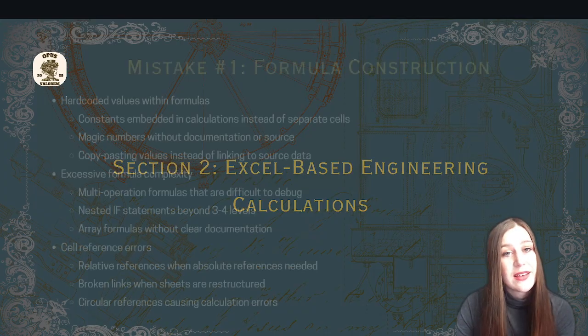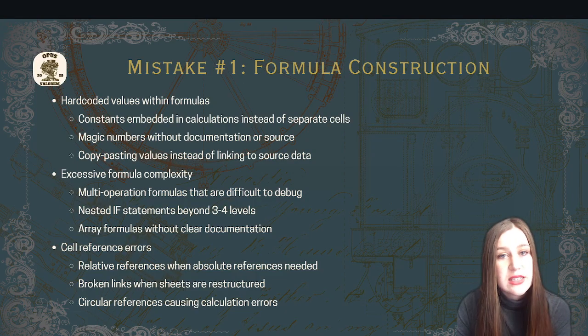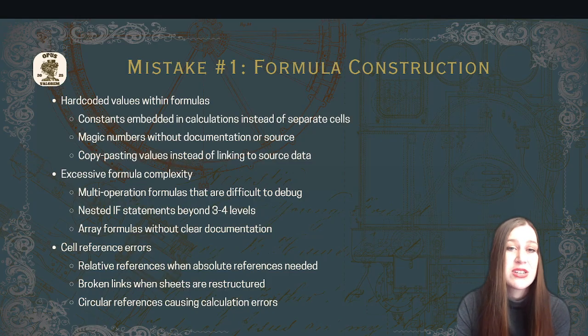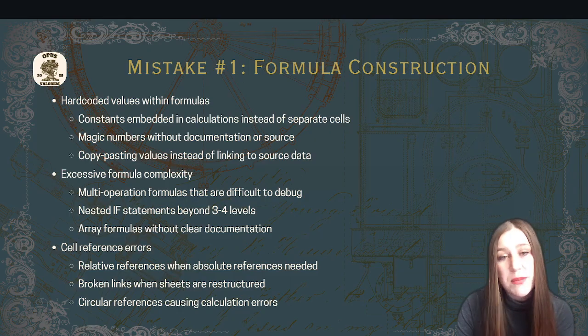The first mistake that might occur is your formula construction. Having hard-coded values in formulas, like constants embedded in calculations instead of in separate cells, including magic numbers not stating any source or documenting the origin, or copy-pasting values instead of linking the data to the original source. You may have some excessively complex formulas, where you have multi-operation formulas, which are difficult to debug, or nested if statements beyond 3 to 4 levels, or array formulas without clear documentation.